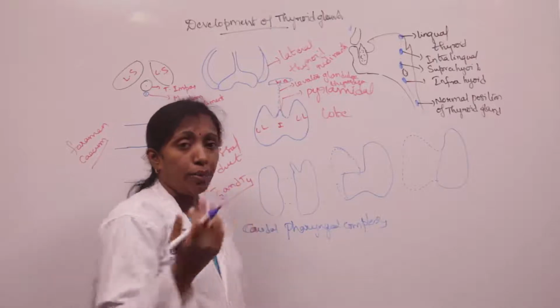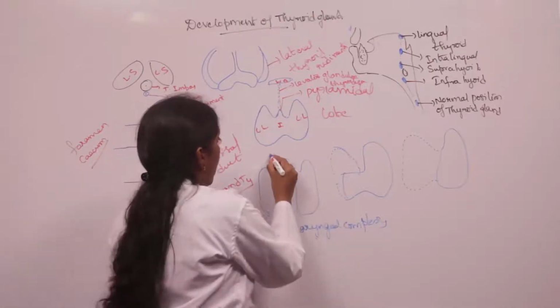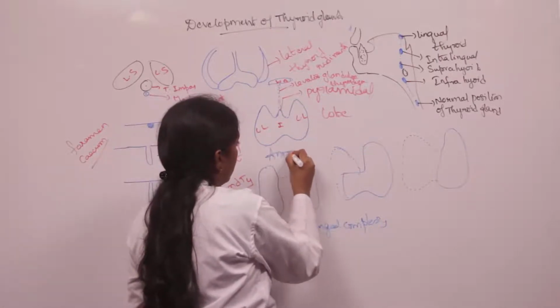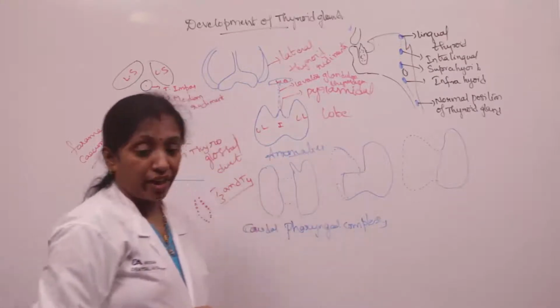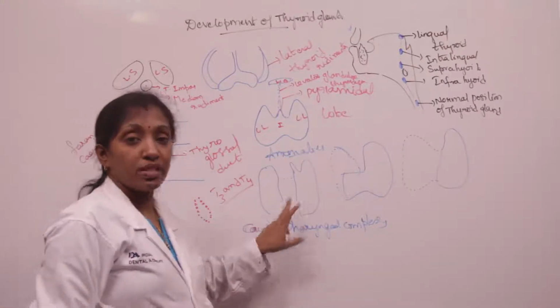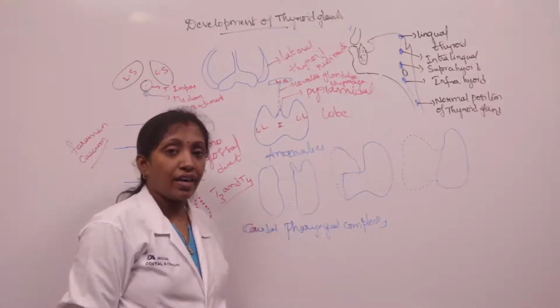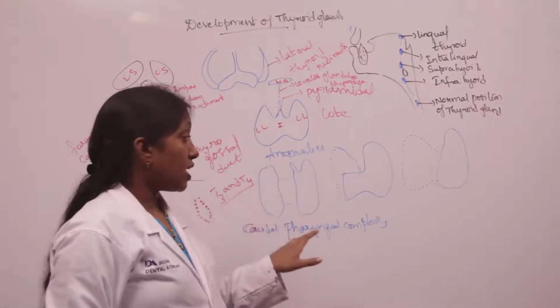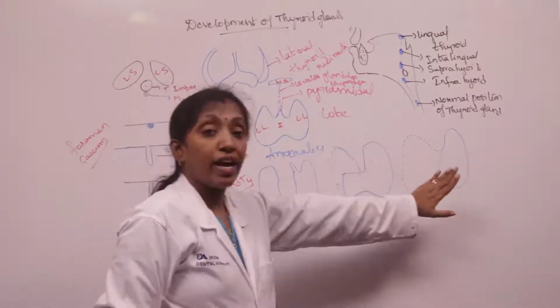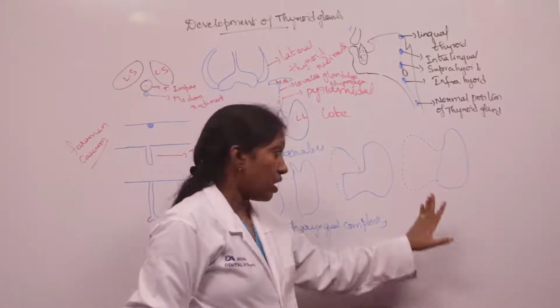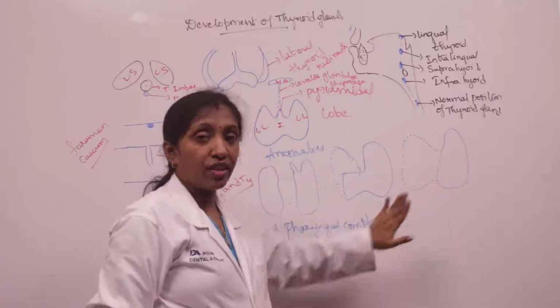And coming to the anomalies of the thyroid gland, sometimes the isthmus is absent. Sometimes one half of the lateral lobe is absent, and sometimes only one lobe is present and the other lobe is absent. So these are the different anomalies of the thyroid gland.